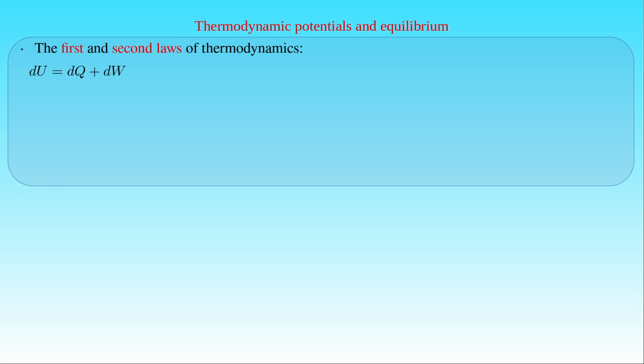By applying the second law, we can see that the sum in the right-hand side is less than or equal to the temperature T of the system times the differential of its entropy S, plus the infinitesimal work given by minus the pressure P of the system times the differential of its volume V.